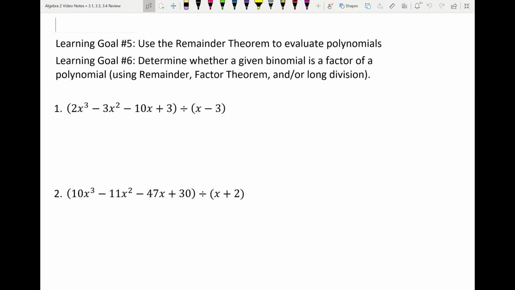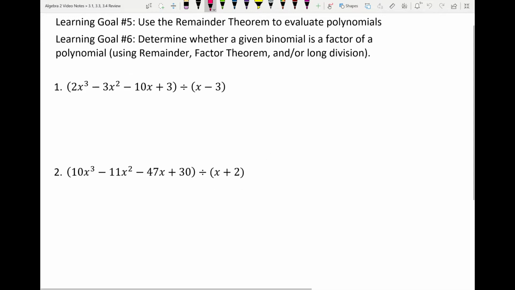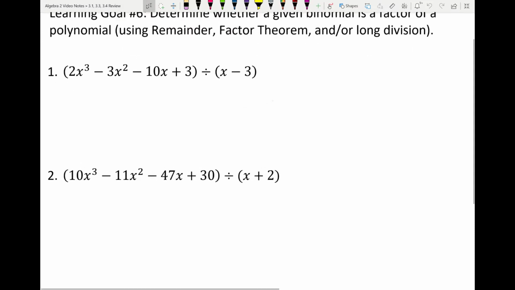All right, so learning goal number 5 and 6 are to use the remainder theorem and factor theorem. So use the remainder theorem to evaluate polynomials to get the remainder. And then learning goal number 6, use the factor theorem, remainder theorem, etc. to determine if a binomial is a factor.